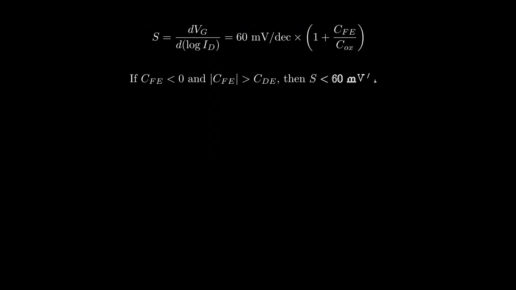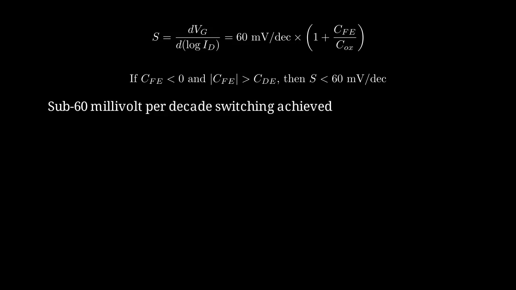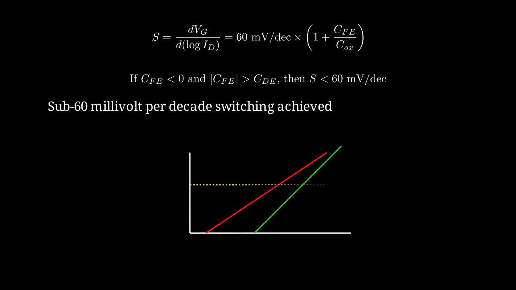If CFE is negative and its magnitude exceeds CDE, then S becomes less than 60 millivolts per decade. This achieves sub-60 millivolt per decade switching, breaking the fundamental Boltzmann limit. Comparing conventional transistors in red with Boltzmann limit to negative capacitance transistors in green with steeper subthreshold slope.